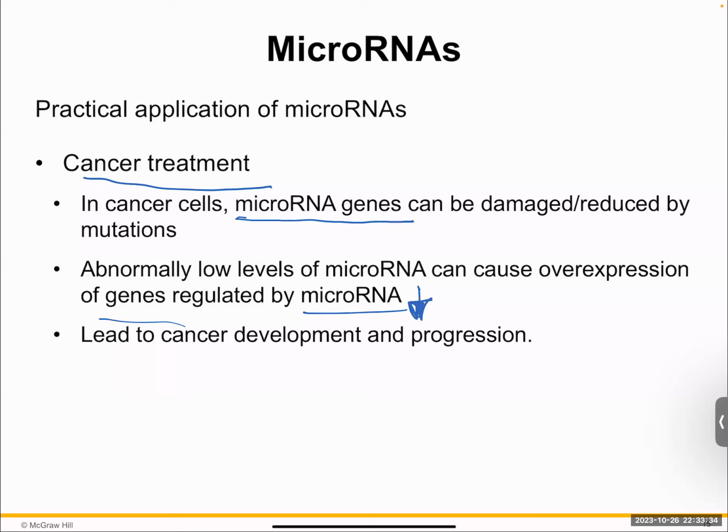So that high increase in the production of proteins can lead to cancer. And the reason we have high levels of protein production is because there is a decrease in our microRNA that was basically controlling the levels of that protein.